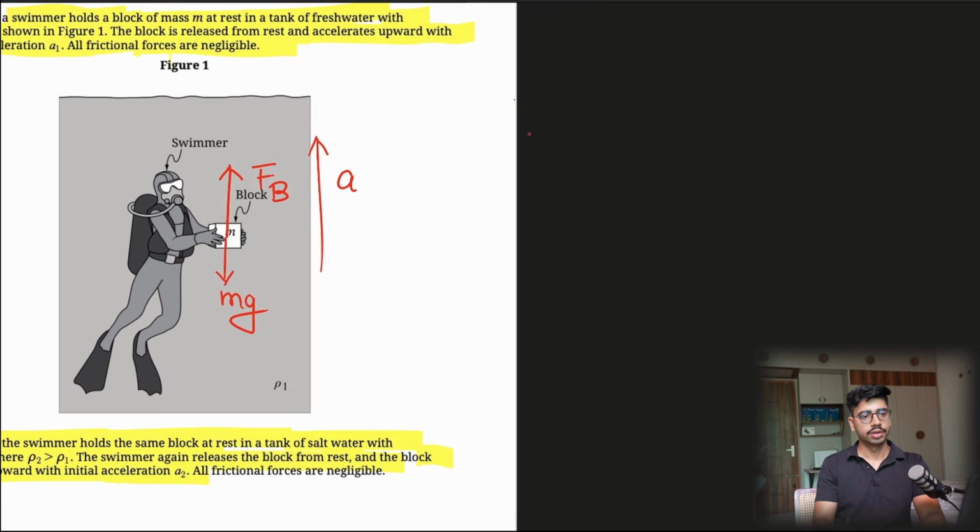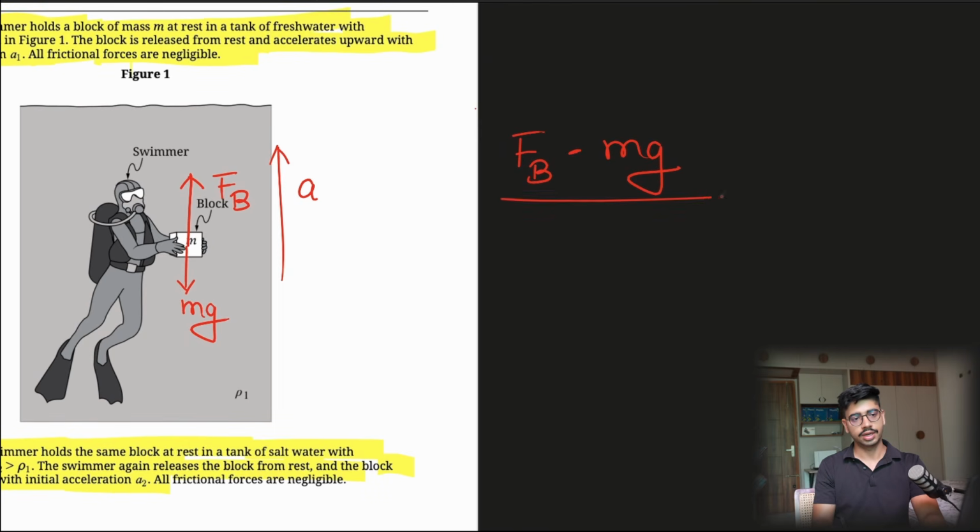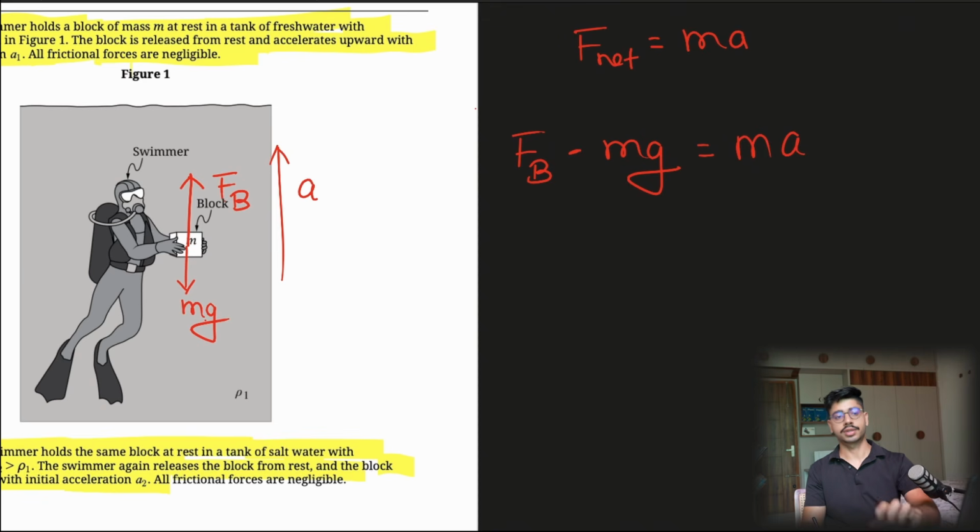Newton's second law. The buoyant force that is acting, minus the mg force that is acting downward, is the net force. Net force is equal to mass times acceleration of the object. So this is the net force I calculated: buoyant force minus mg is equal to ma, mass times acceleration. And then I have to calculate the acceleration of that.